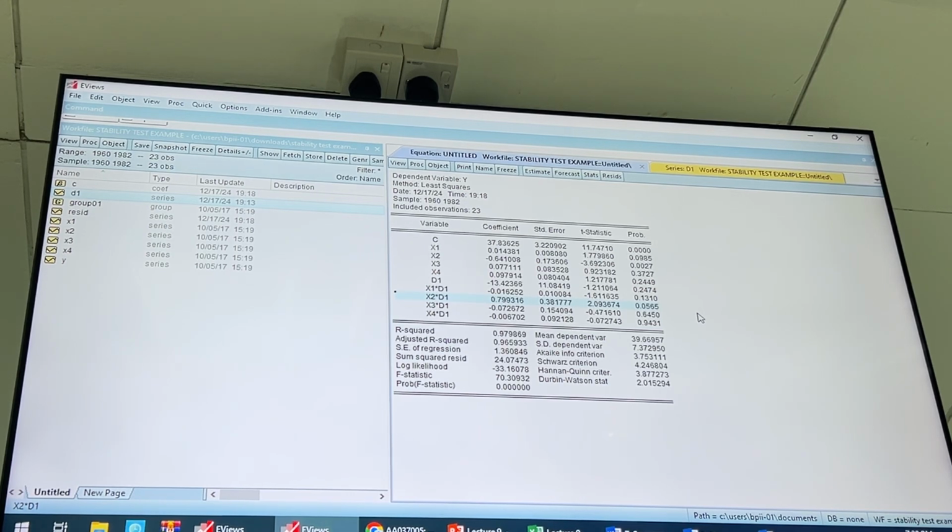So at 10%, we can say it is significantly different from 0. But at 5% it is not, because the p-value is slightly greater than 0.05. Okay, so I think we take a half-hour break after this.